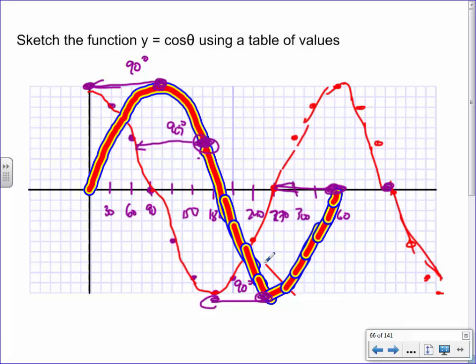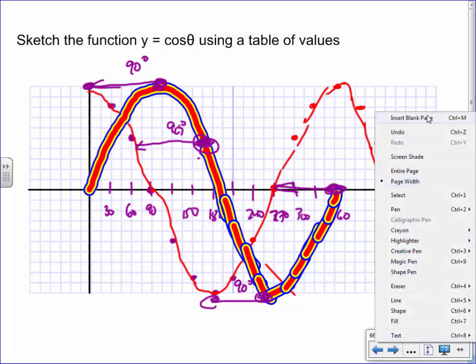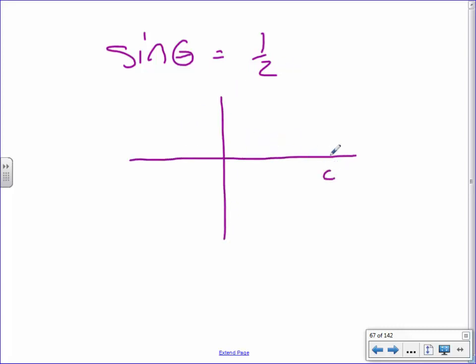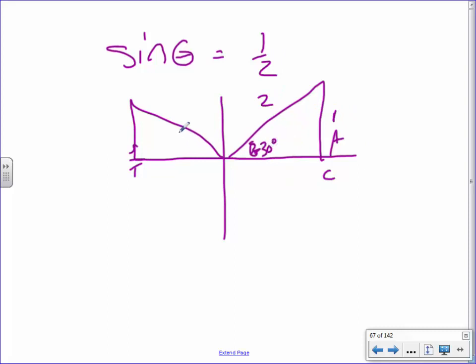I want to use this to now help explain something that we've been working on recently here. Let's say that I asked you to tell me where sine of theta equals 1/2. We've learned how to do this in our previous lesson with the grade 11s, where you might say, well, where is sine of theta equal to 1/2? According to the CAST rule, sine of theta is equal to 1/2 in this quadrant here, and then also in this quadrant here. You'd say it's opposite over hypotenuse, which makes this one 30 degrees.